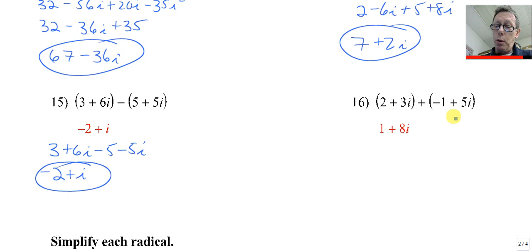Next one is also an addition and subtraction. So let's go ahead and distribute the plus. So I have 2 plus 3i plus a negative 1 plus 5i. Combining like terms, I have 2 minus 1, that's 1. And I have a 3i plus a 5i, that would be 8i.